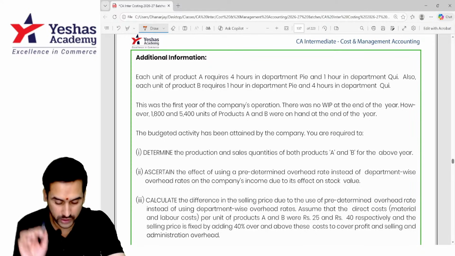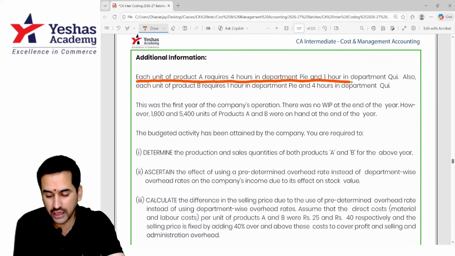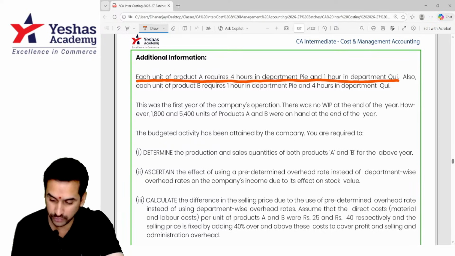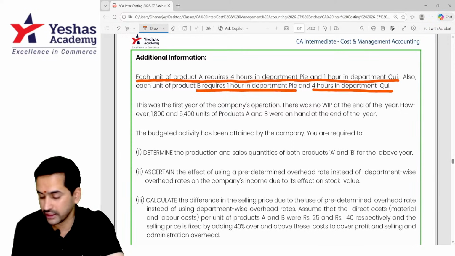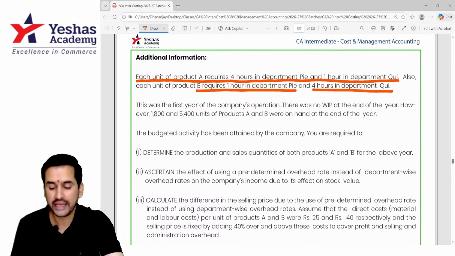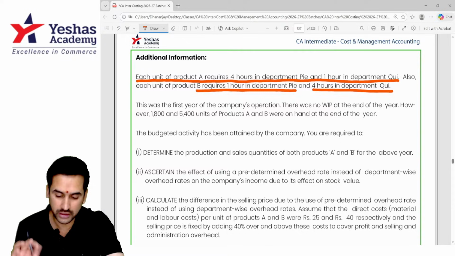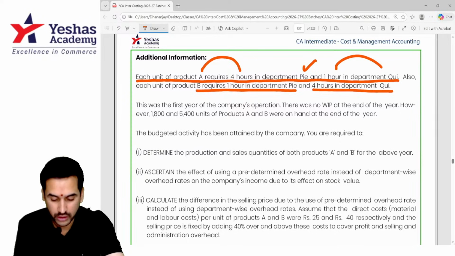This is where a lot of students get confused. Each unit of A requires 4 hours in P and 1 hour in Q. Also, each unit of B requires 1 hour in P and 4 hours in Q. Read slowly. P and Q are two departments. A and B are two products. Do not get confused: A and B are products, P and Q are departments. Now, A requires 4 hours in P and 1 hour in Q. B requires 1 hour in P and 4 hours in Q.